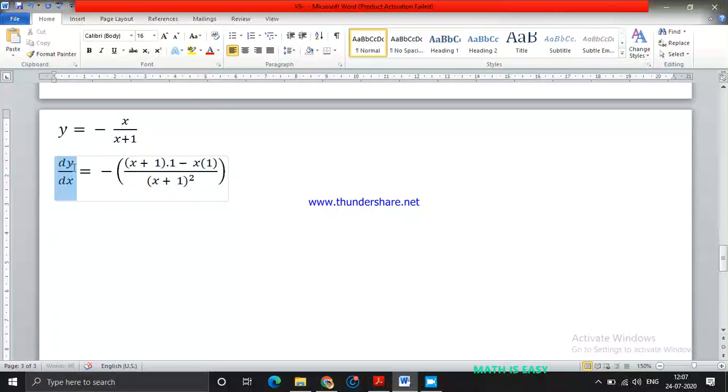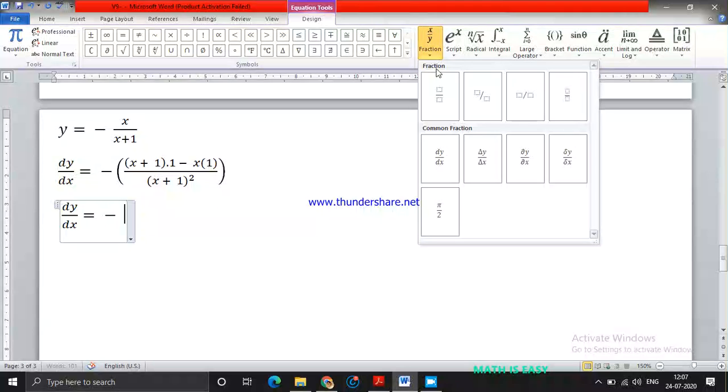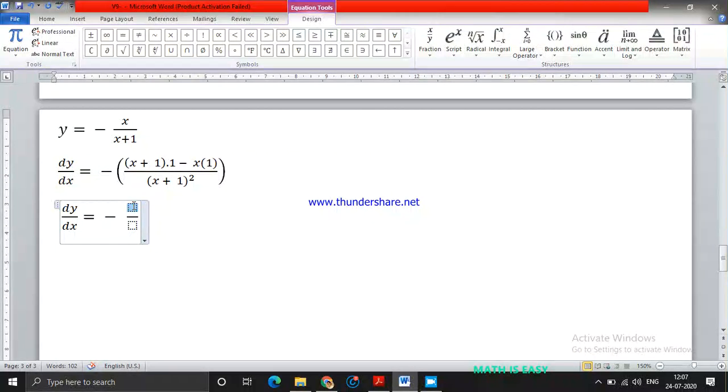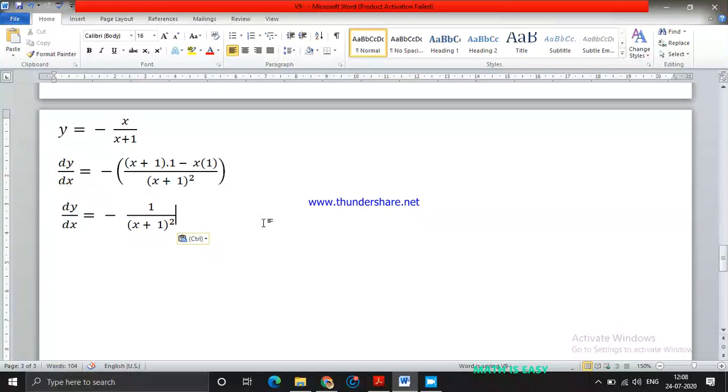Okay, so you have dy by dx is equals to minus, numerator only 1 will be left out and in the denominator you are left with x plus 1 whole square. Okay, so that's what the question asked us to prove.